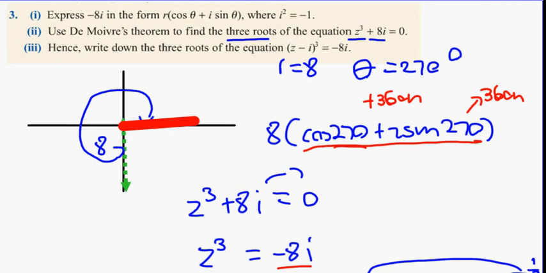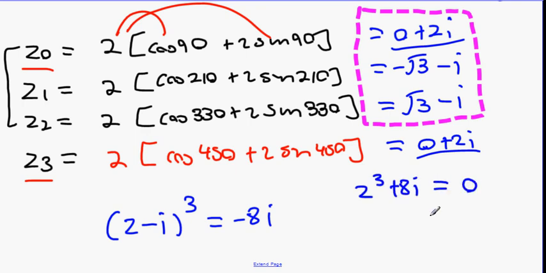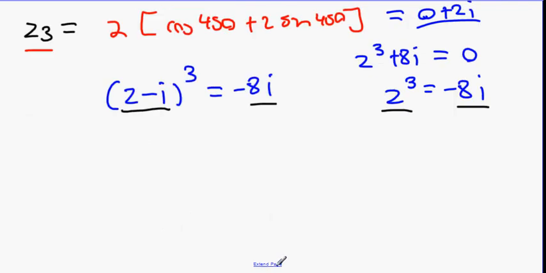Now, hence write down 3 roots of the equation z minus i cubed equals minus 8i. So I have to figure out what z minus i to the power of 3 equals minus 8i is. Now, these 3 answers here are a result of this equation here. This equation is the same equation as z cubed equals minus 8i. Look at a comparison between the two of these. They both have minus 8i, and one of them has z minus i cubed while the other one has z cubed. So the only difference is we can use the old answers for z.